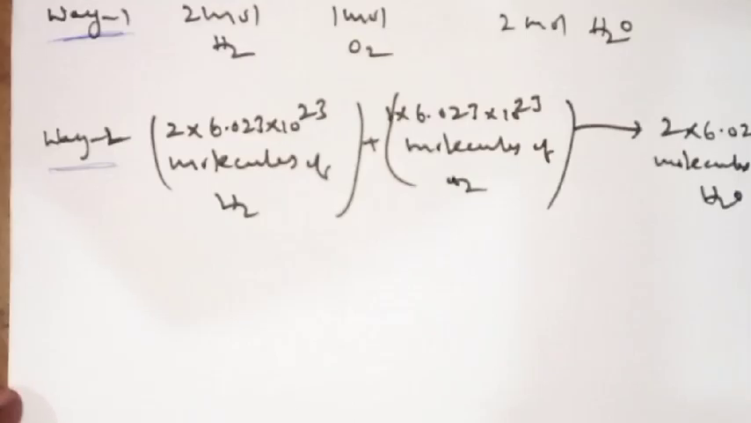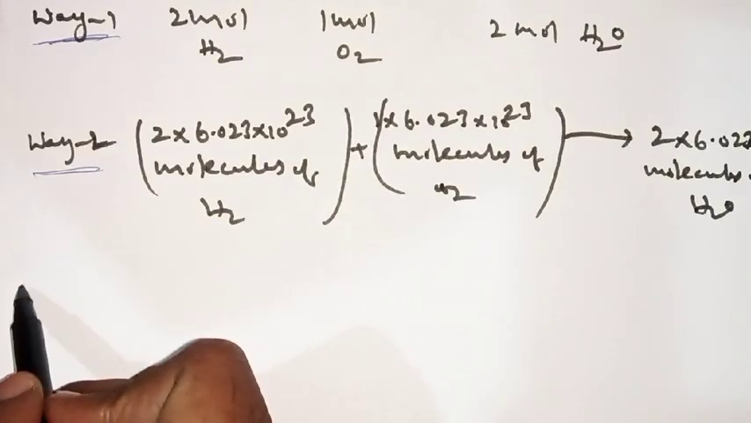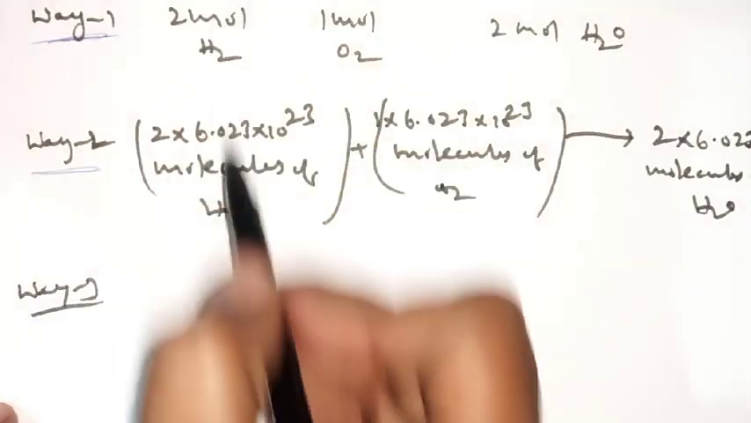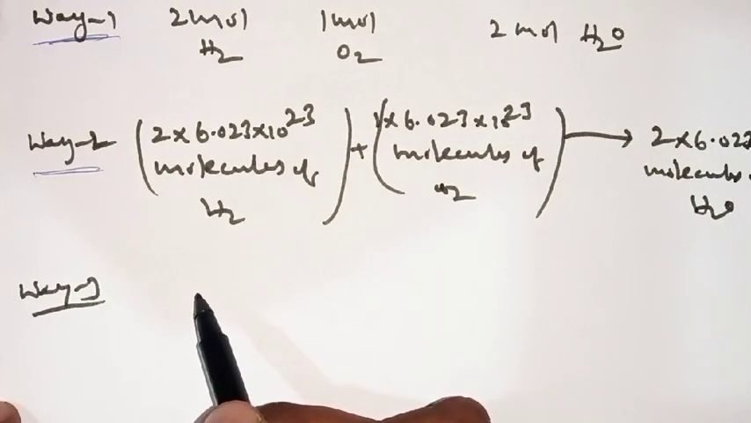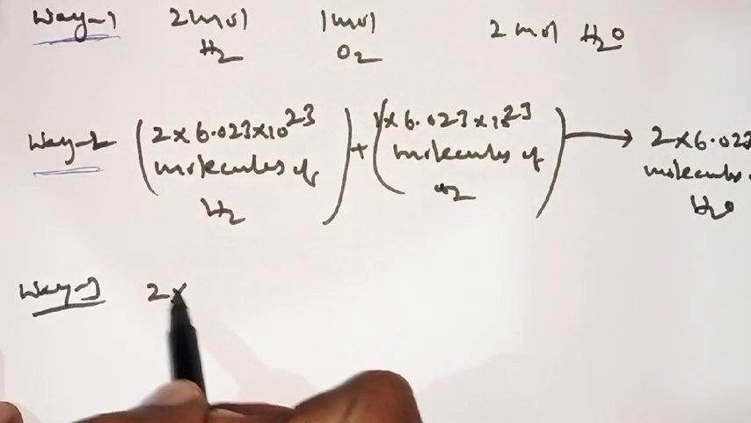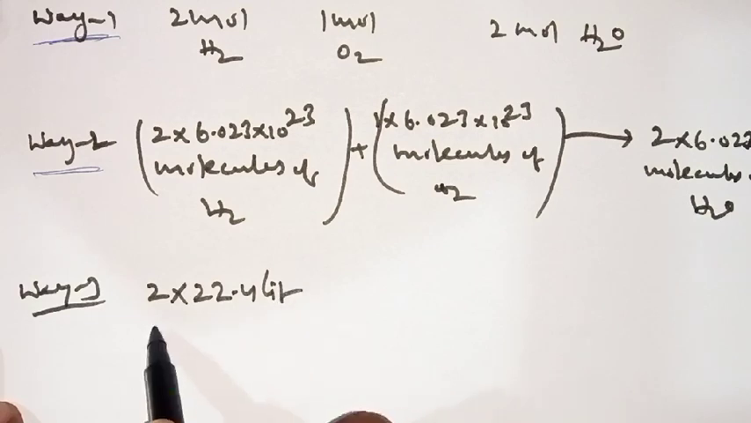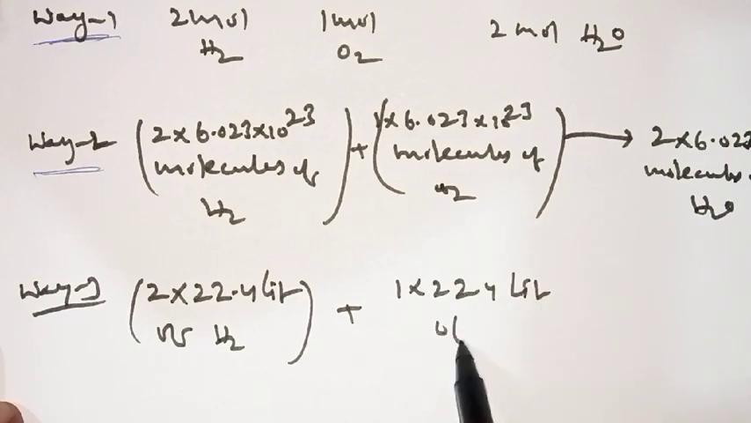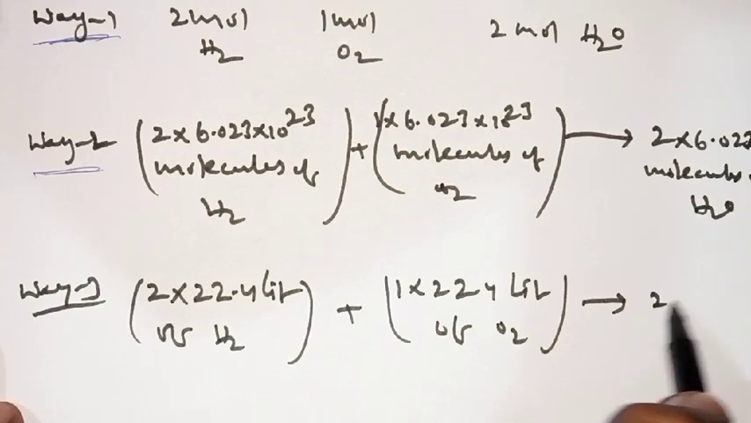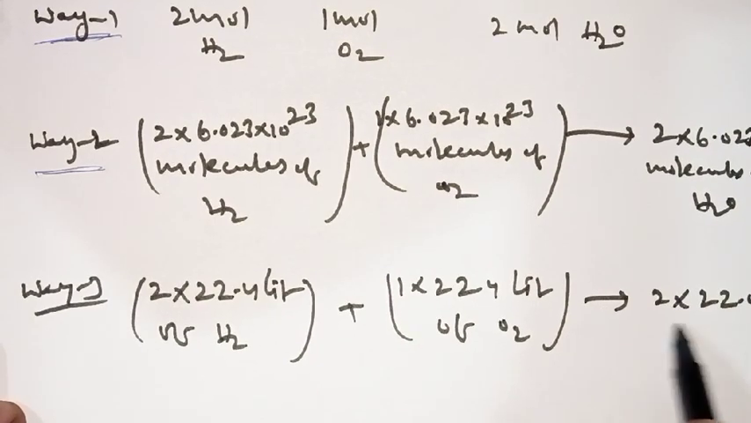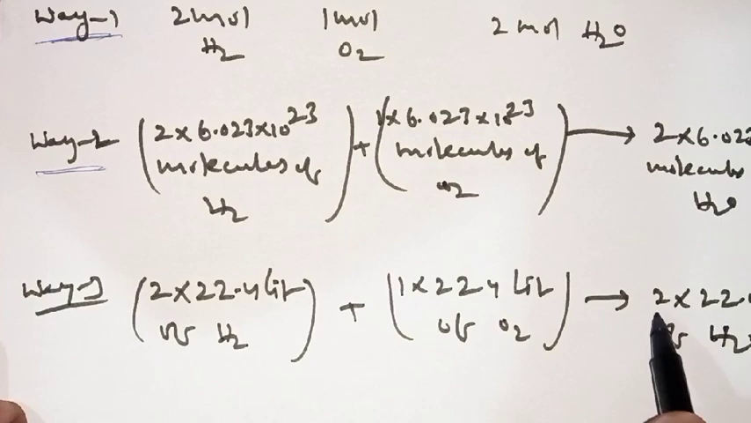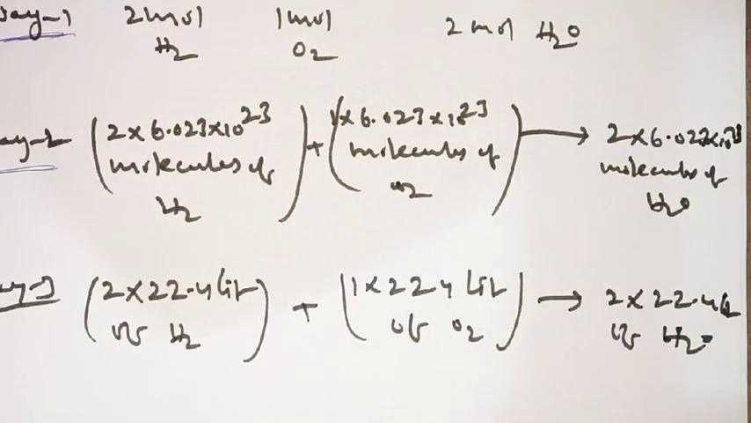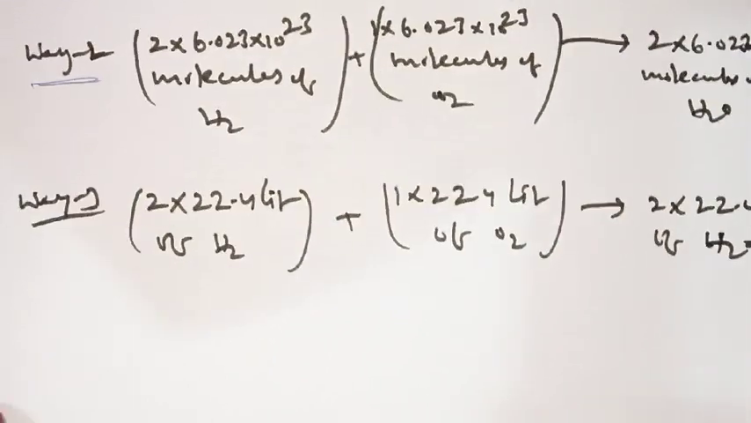So the third way, way 3. We can express the gas or substances in terms of their gram molar volume according to the mole concept. So 2 into 22.4 liters of hydrogen, in terms of volume, reacts with 1 into 22.4 liters of oxygen, giving 2 into 22.4 liters of water. This is the third way. Is it clear? Right. Look at the next way.